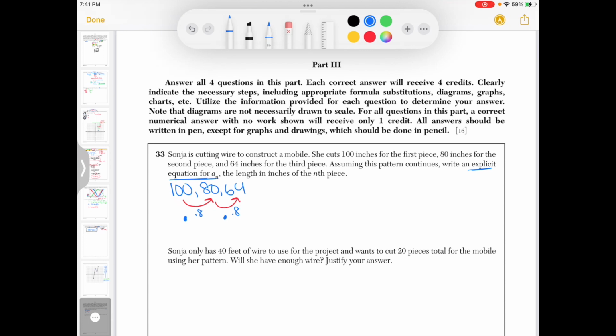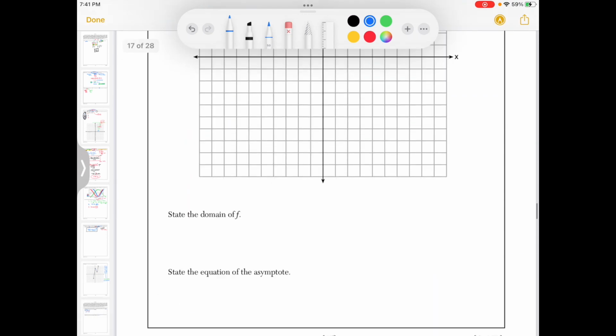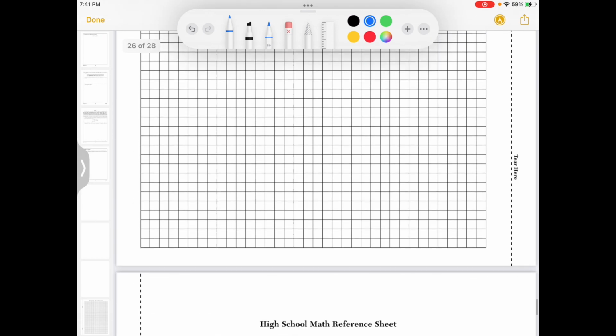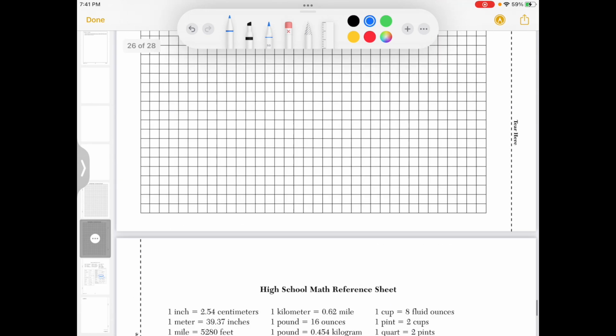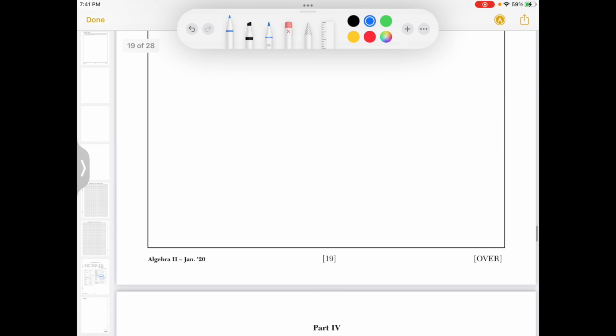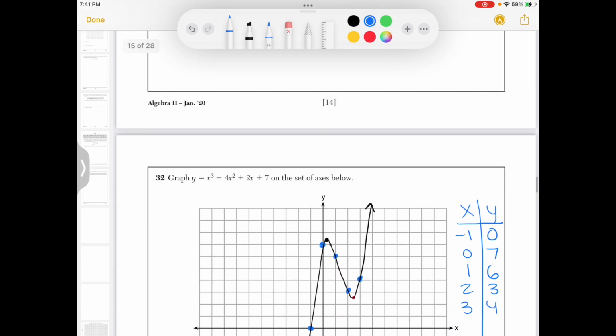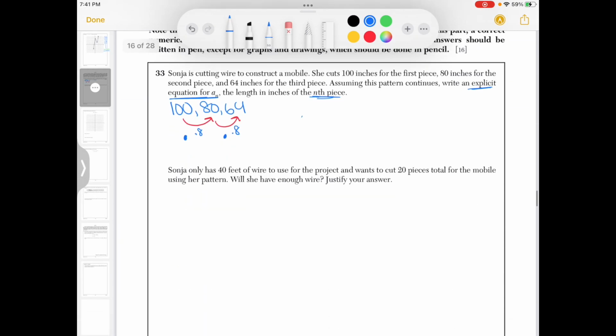So if I'm trying to write an explicit equation for A n, which is the length of inches in the nth piece, it's not asking me for the total amount of pieces. So this is definitely a sequence formula. I'm going to go down to my reference sheet, find geometric sequence, which is this guy right here, and I'm going to write that formula down. So I go back up. Look how far we have to go still. It's A n equals A1 times R to the n minus 1.